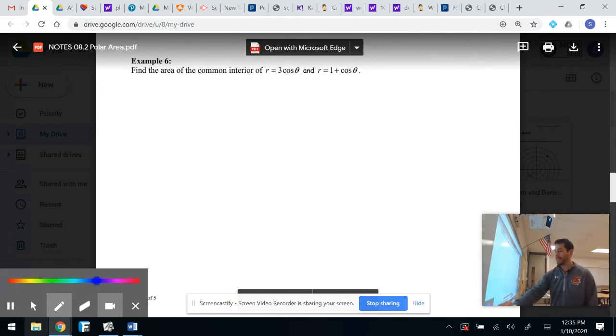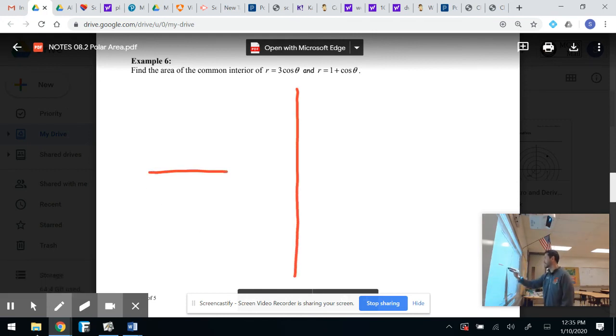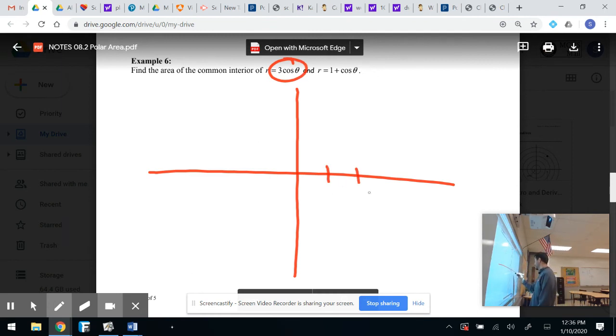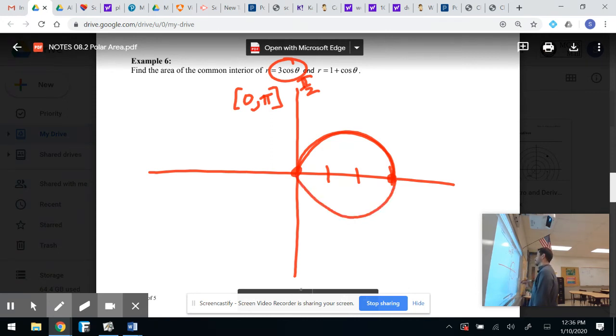I apologize once again for how little this is, it makes seeing these kind of tough. But here we go, we'll try to draw this one big. That is a circle, but it's a circle with cosine, which means it's going to be symmetric about the x-axis. At pi over 2, it's going to get back to the pole. And once again, we want to notice, and you'll see why when we do some tougher problems, that from 0 to pi, that finishes my circle.